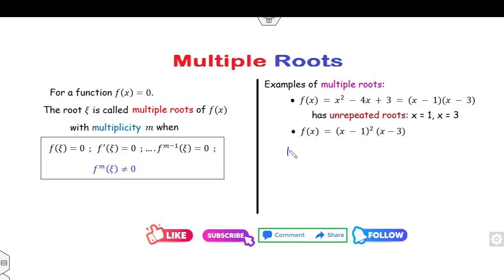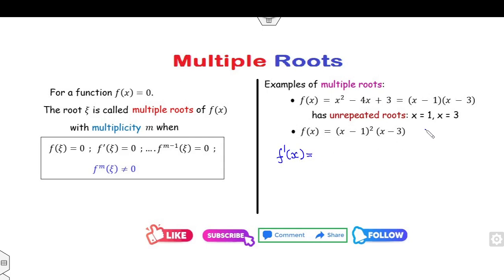Again, you can see if I find the roots, they are 1, 1 and 3. So clearly x equal to 1 is my double root, or you can say the root with multiplicity 3. Second way to check the root multiplicity: I can find f'(x).